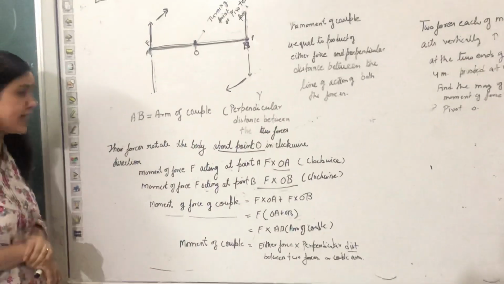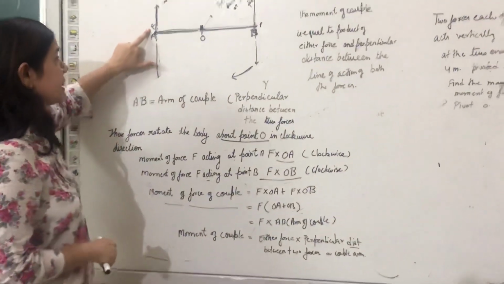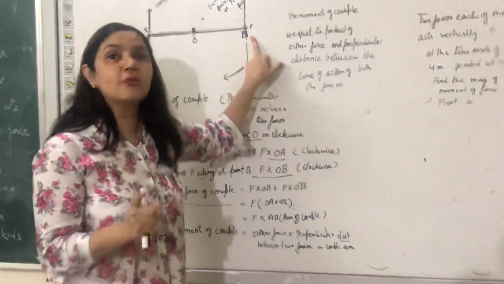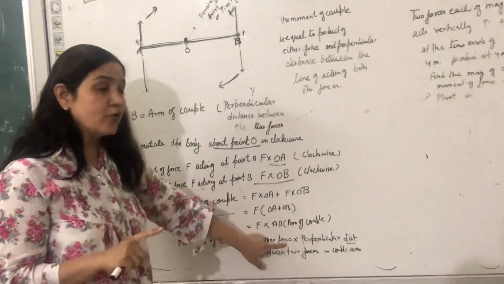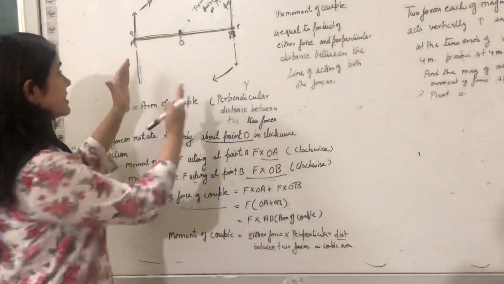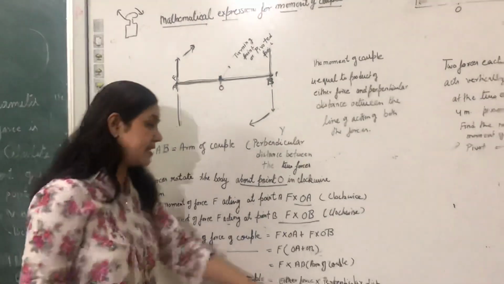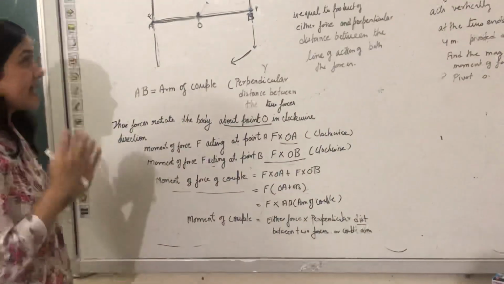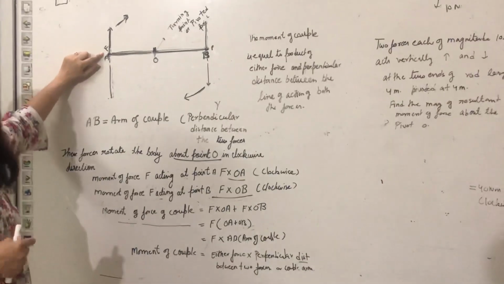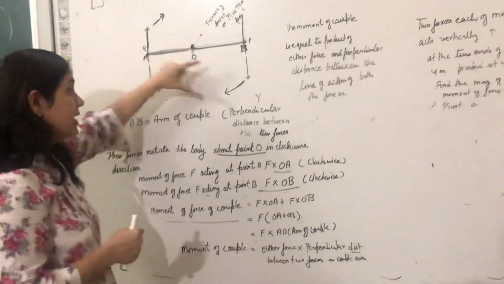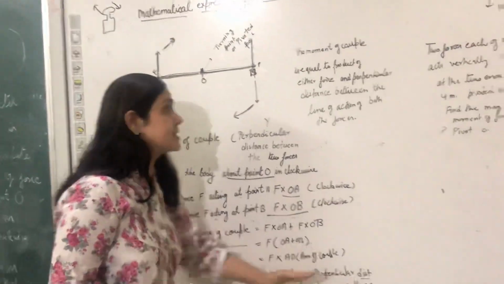And one more formula, that is, the moment of couple. You can take any force, F or F, because I have already told you that both are equal in magnitude. So you take either force into the perpendicular distance between the two forces, or you can say the couple arm. So the formula is: moment of couple is equal to, for the simple rod, F into couple arm. Couple arm is the perpendicular distance between the two forces.